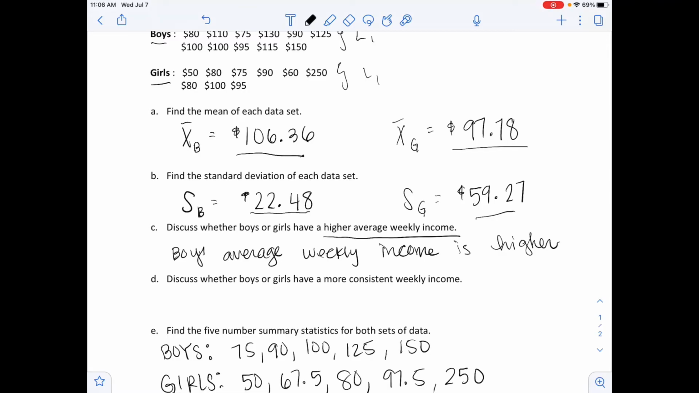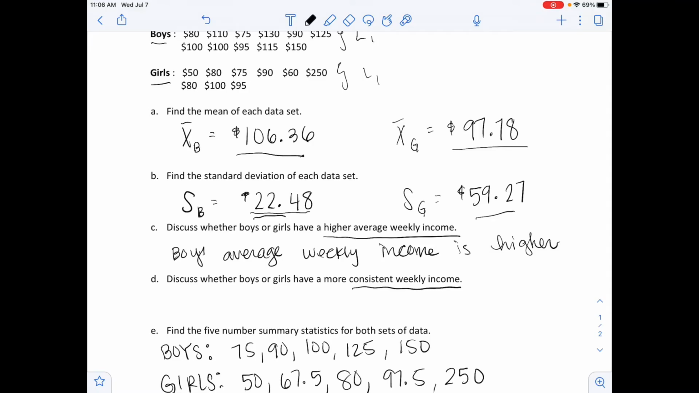Part D, it says discuss whether boys or girls have a more consistent weekly income. Remember, there are different ways to look at things being consistent. We saw in a previous problem, the one where we did side-by-side box plots with potatoes, that one we looked at the interquartile range. Another way to do that is to look at our standard deviation. If you remember, a larger standard deviation means that data is more spread out. And a smaller standard deviation means that those data values are closer together.